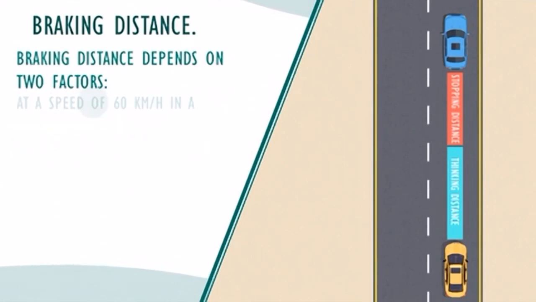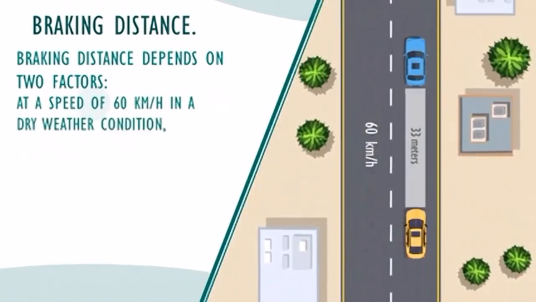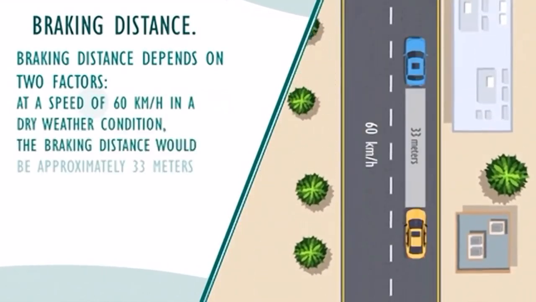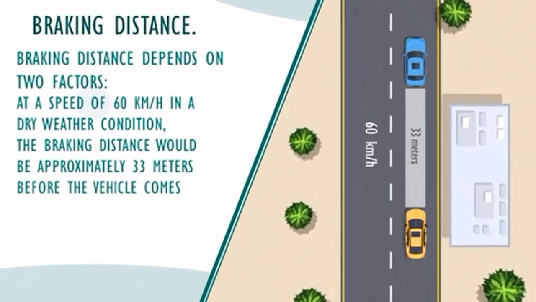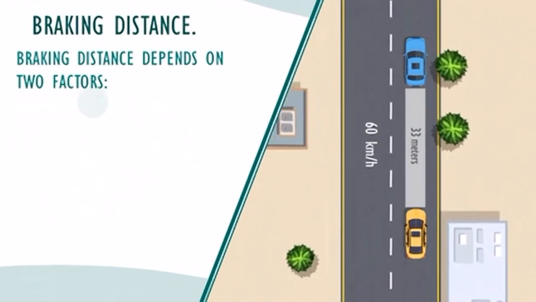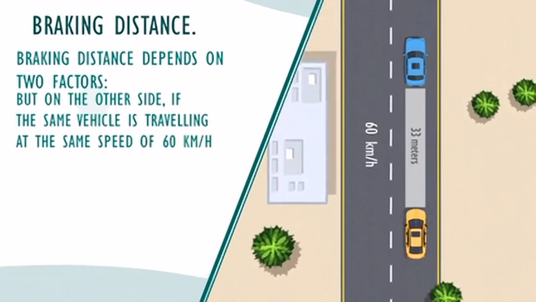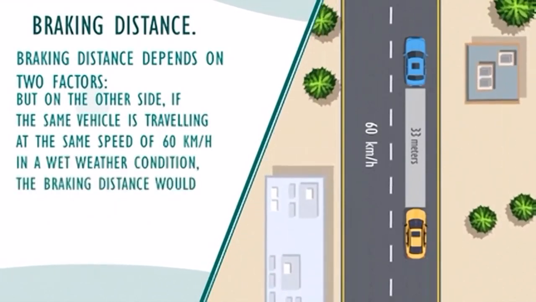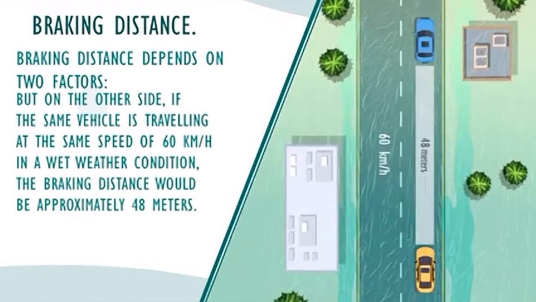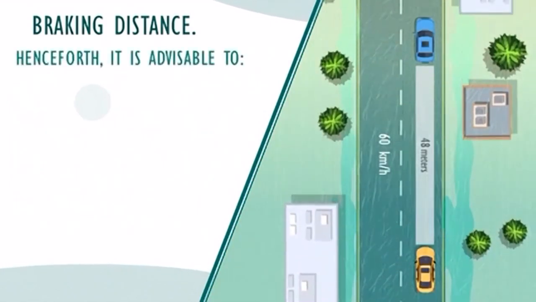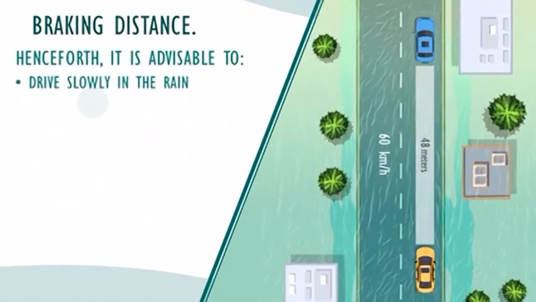For example, at a speed of 60 km per hour in a dry weather condition, the braking distance would be approximately 33 meters before the vehicle comes to a complete stop. But on the other side, if the same vehicle is traveling at the same speed of 60 km an hour in a wet weather condition, the braking distance would be approximately 48 meters. Henceforth, it is advisable to drive slowly in the rain.